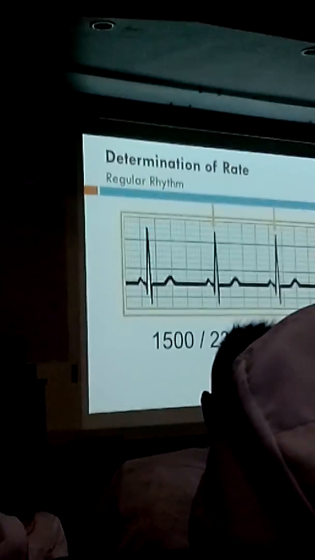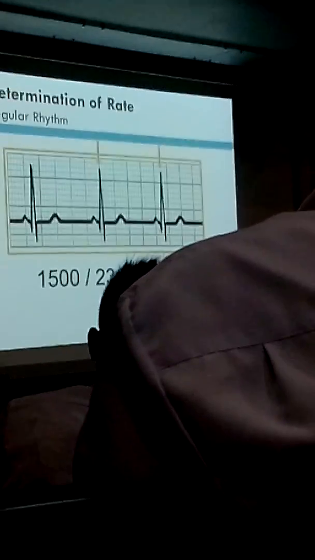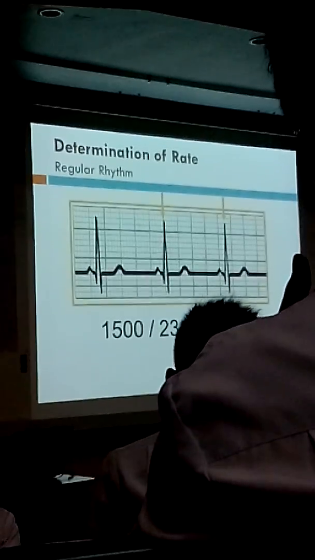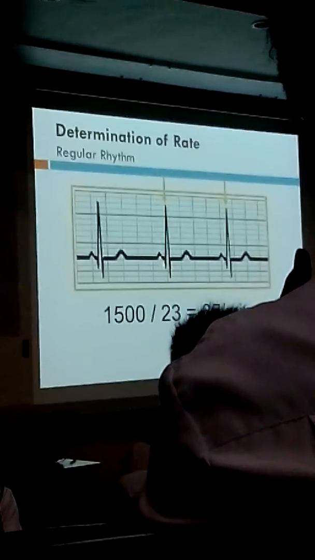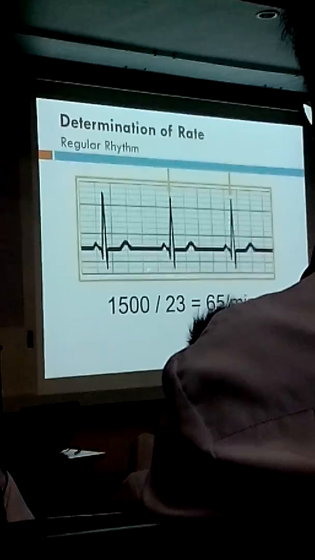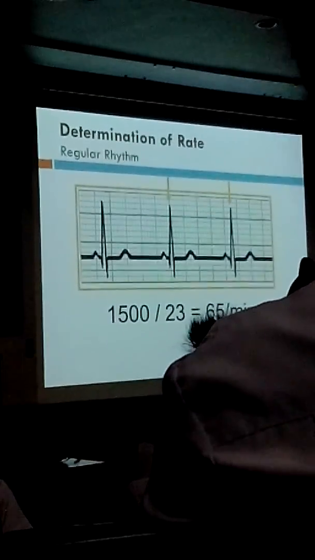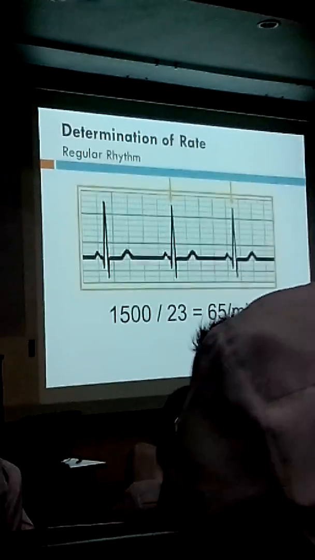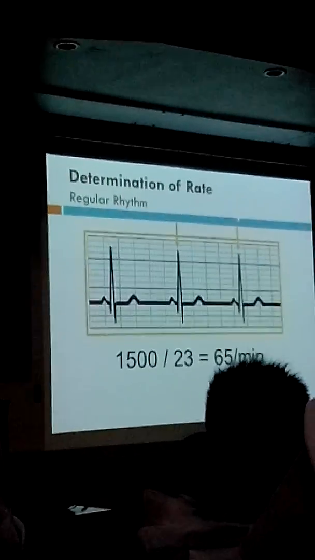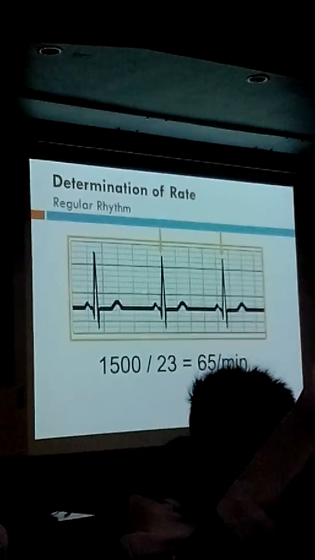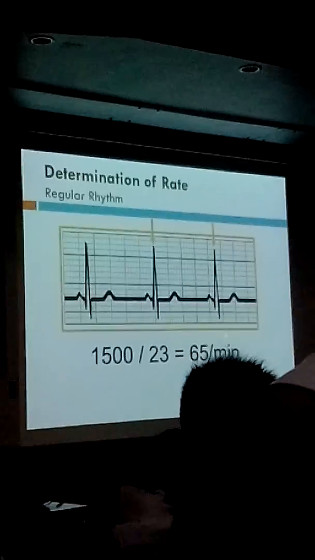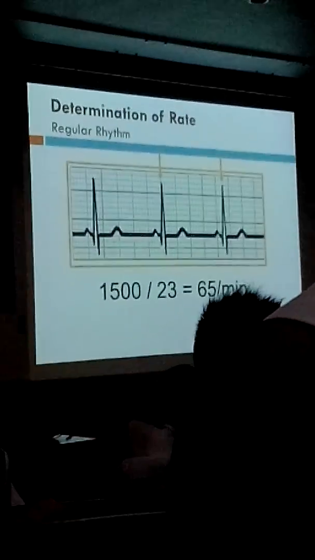So this is an example of how to determine the rate. Of course we know that the P wave is followed by the QRS and the T. The second complex is still the same. The third complex is still the same. This signifies that the rhythm is normal. So next we want to know if we also have a normal rate.